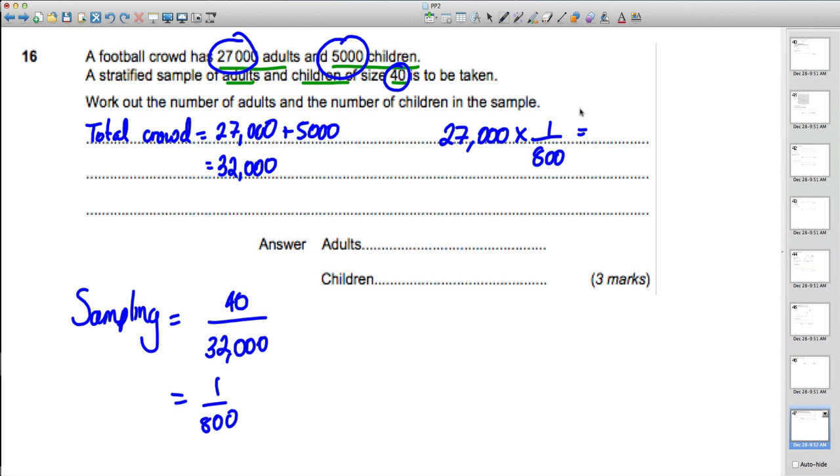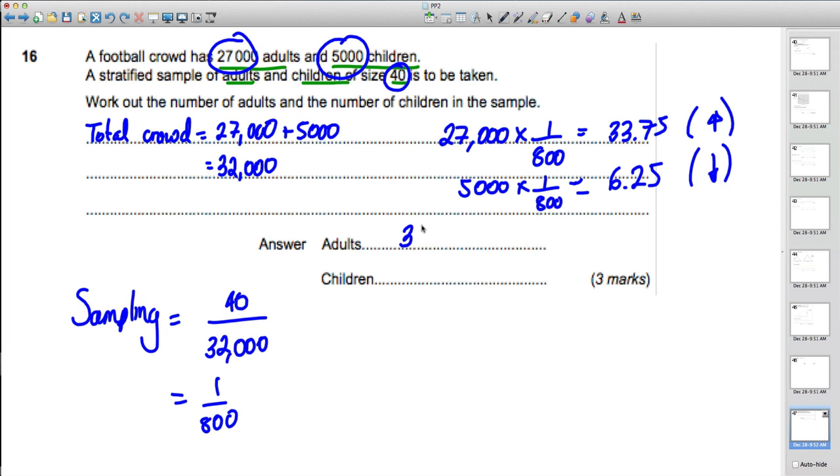And you get yourself 33.75. You do the same thing with 5,000. 5,000 times 1 over 800, and you get yourself 6.25. This one you round up, this one you round down. And therefore it would be 34 adults and 6 children. And that adds up to the 40 sample you need. And that's a representative sample.